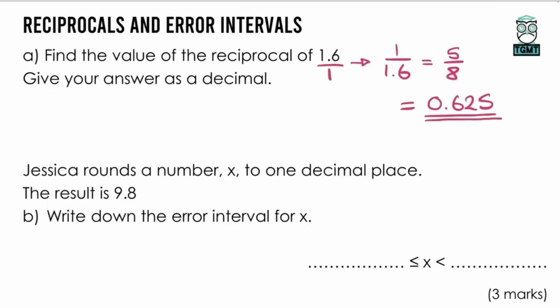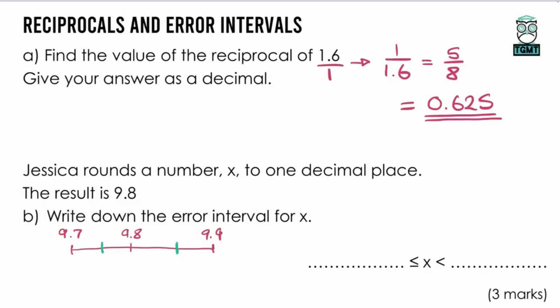For the next part here, we're looking at an error interval. It says that Jessica rounds a number, x, to 1 decimal place, and the result is 9.8. Write down the error interval for x. So when we are looking at error intervals, 9.8 to 1 decimal place is actually between the two numbers 9.7 and 9.9. When we're looking at error intervals, we want the cutoff points that's in between those two in order for it to round to 9.8.